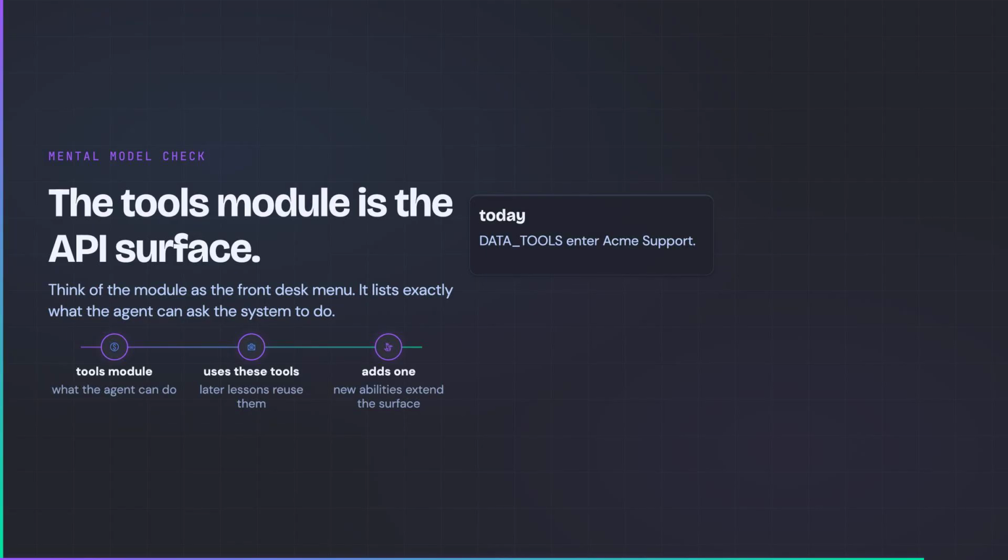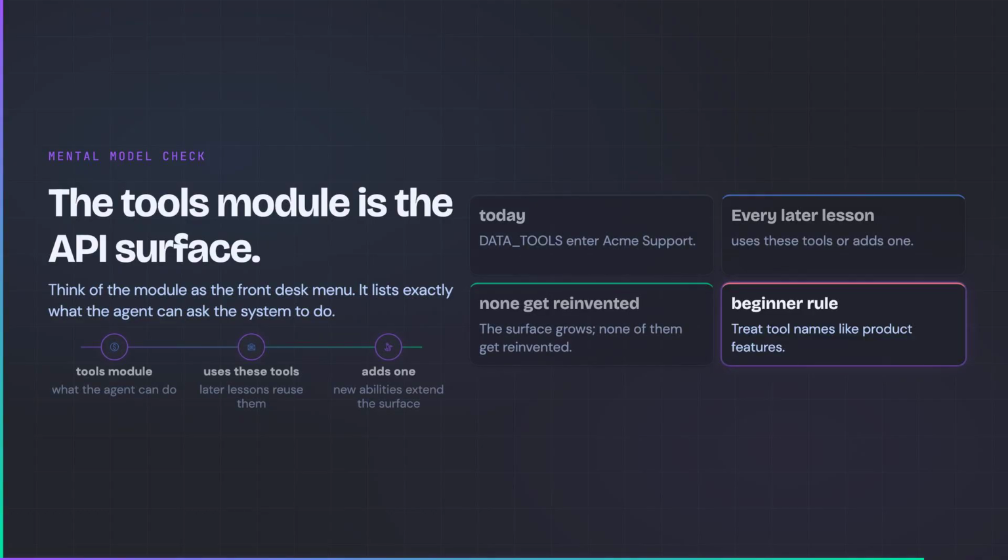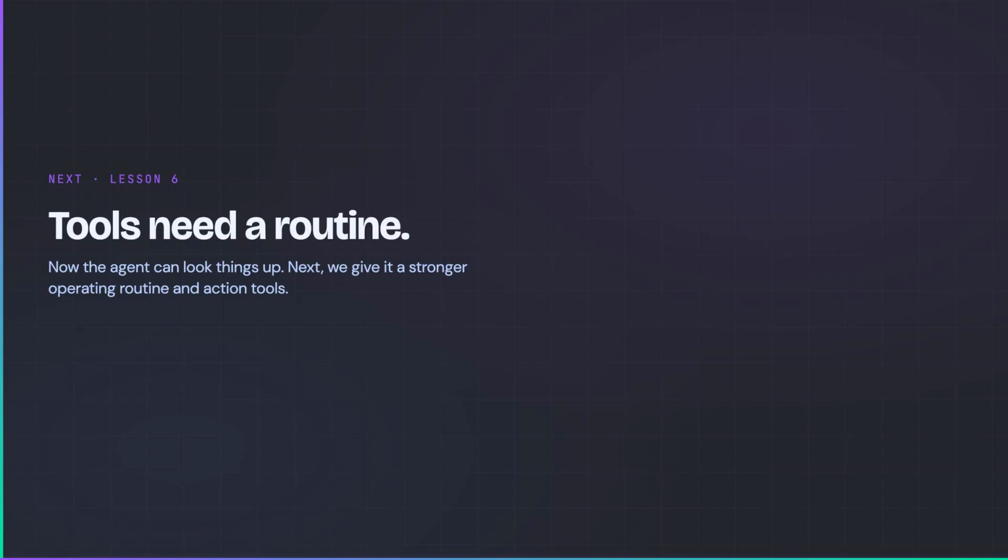Think of the tools module as the front desk menu. It defines what the agent can ask the system to do. Every later lesson uses these tools or adds one. That continuity keeps the Acme project understandable as it grows. None of them get reinvented. That is the beginner-friendly architecture rule. Extend the surface, do not restart it. Treat tool names like product features. If the name is clear, the agent and the developer both understand the boundary. Lookup power is not enough.